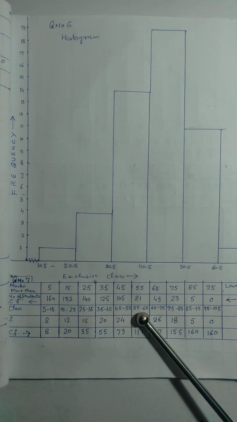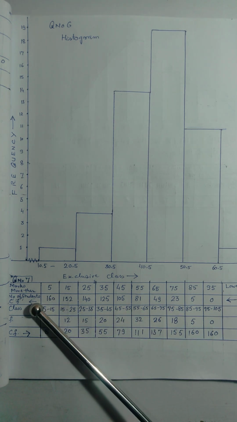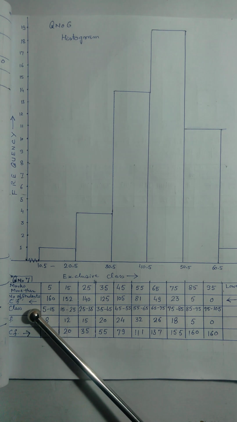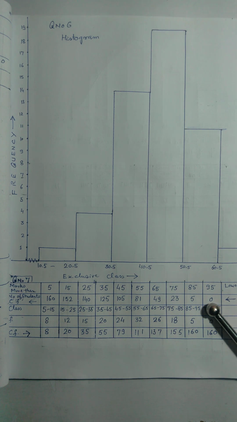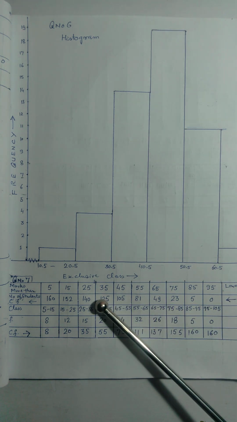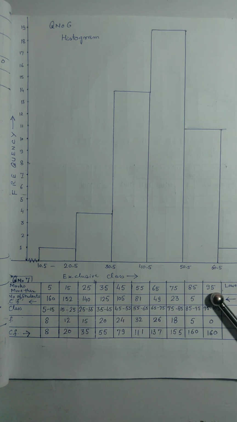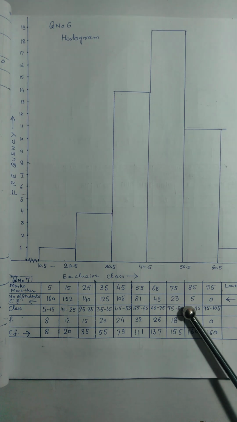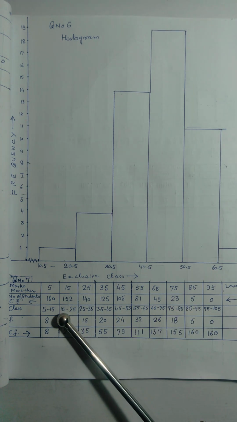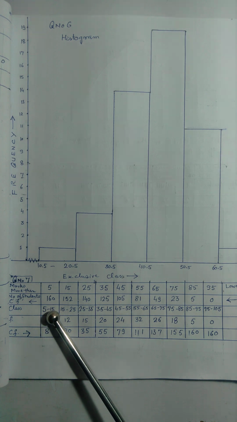Here in the book, it is already mentioned that "more than" means the number of students, that is, the cumulative frequency in reverse order. Here the cumulative frequency is given in the reverse order. You see, more than 95 is 0, more than 85 is 5, more than 75 is 23. In this way, more than 5 is 160.